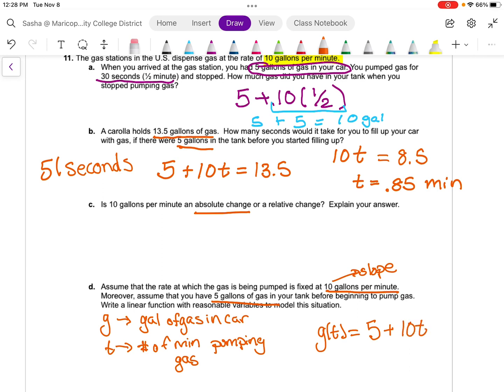So we see we can label some stuff. That we got our initial value, and 10 right here would be our slope, or our rate of change, our average rate of change, our constant rate of change in this case. And then T was our number of minutes pumping gas, and G was our gallons of gas in the car.